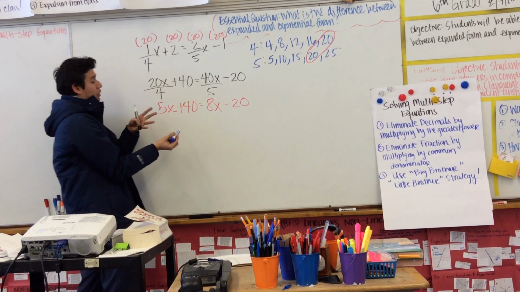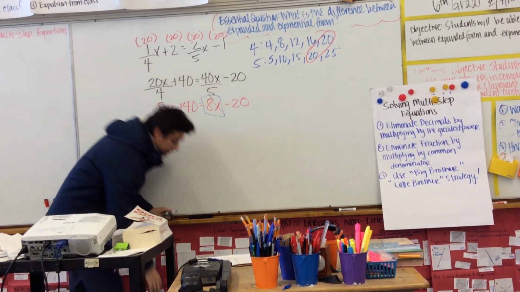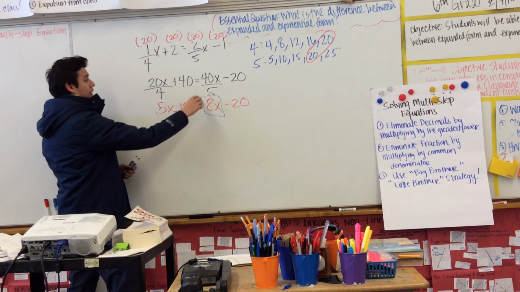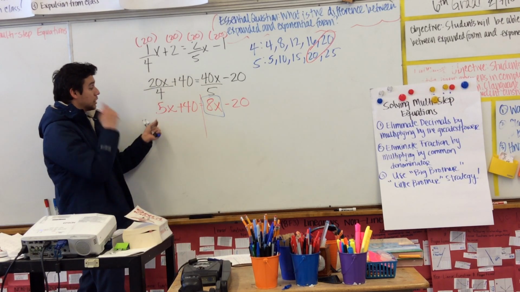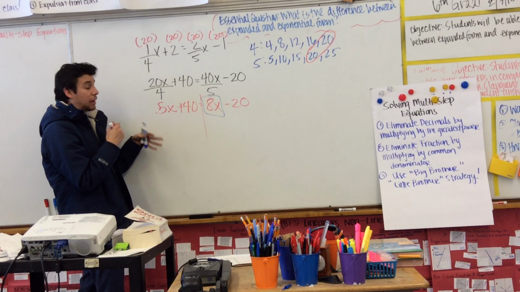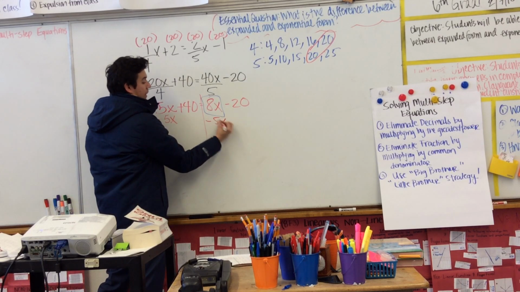Okay, so we circle or box the biggest variable term, which is this one right here, 8x. Draw your barrier. Bring this guy over here. So we use inverse operation. So the inverse operation of a positive 5x is minus 5x. Minus 5x, minus 5x.